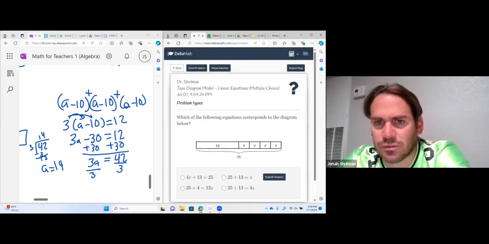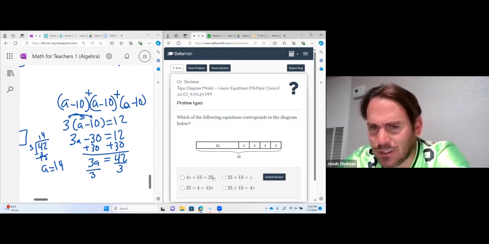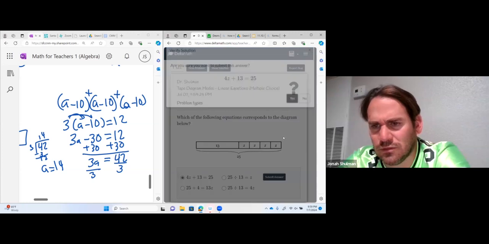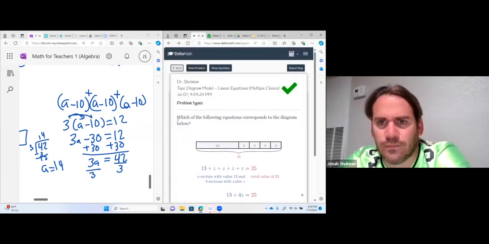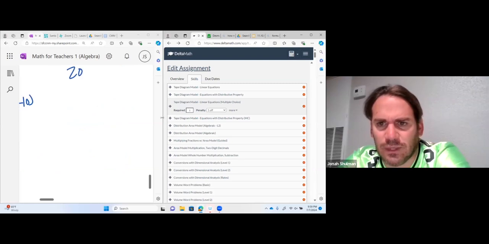All right, now I've got a multiple choice. Which of the following corresponds to the diagram? So the whole thing has to equal 25. So right away, we know it's got to be this one: 13 plus 1, 2, 3, 4 z's. Well, that was nice. It just shows you what the diagram actually means. Beautiful. All right, so now we have MC.